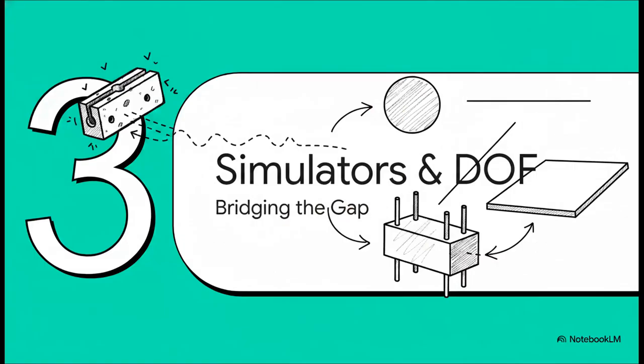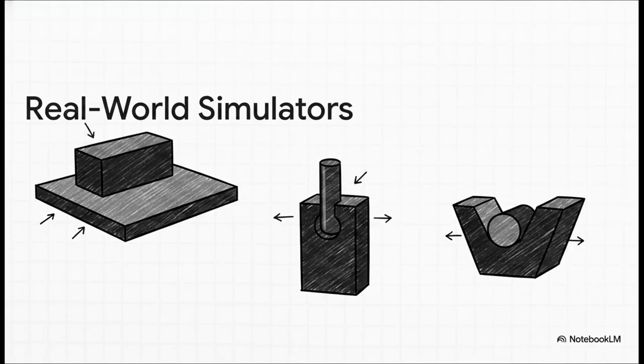Let's jump into Section 3, simulators and degrees of freedom. So how do we bridge that massive gap between perfect theory and imperfect reality? We use datum simulators. Since we obviously can't touch a perfect theoretical plane, we use the absolute closest physical approximation humanly possible. We're talking high-precision, real-world tools.